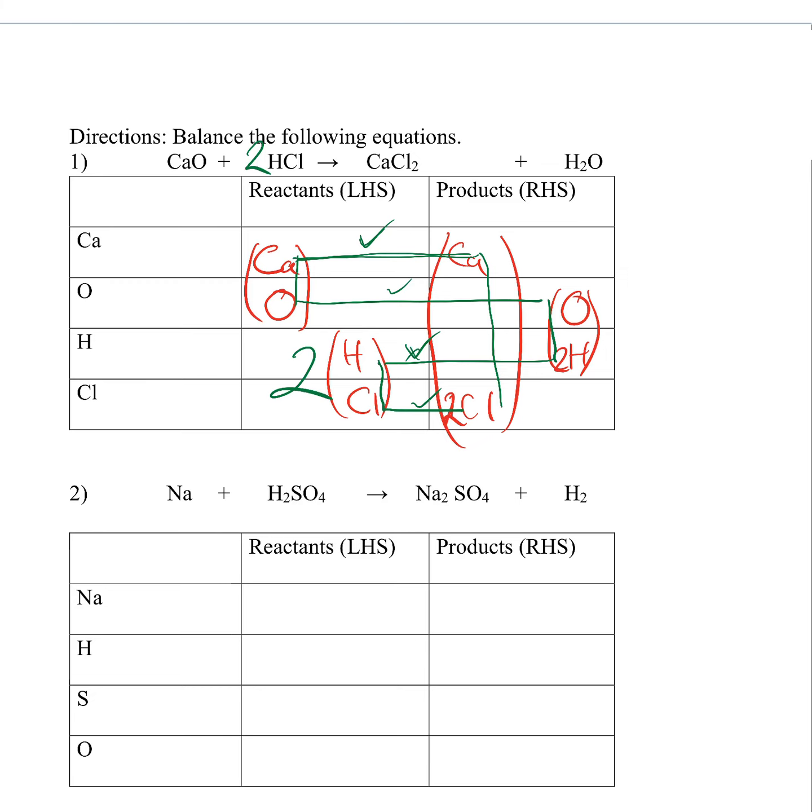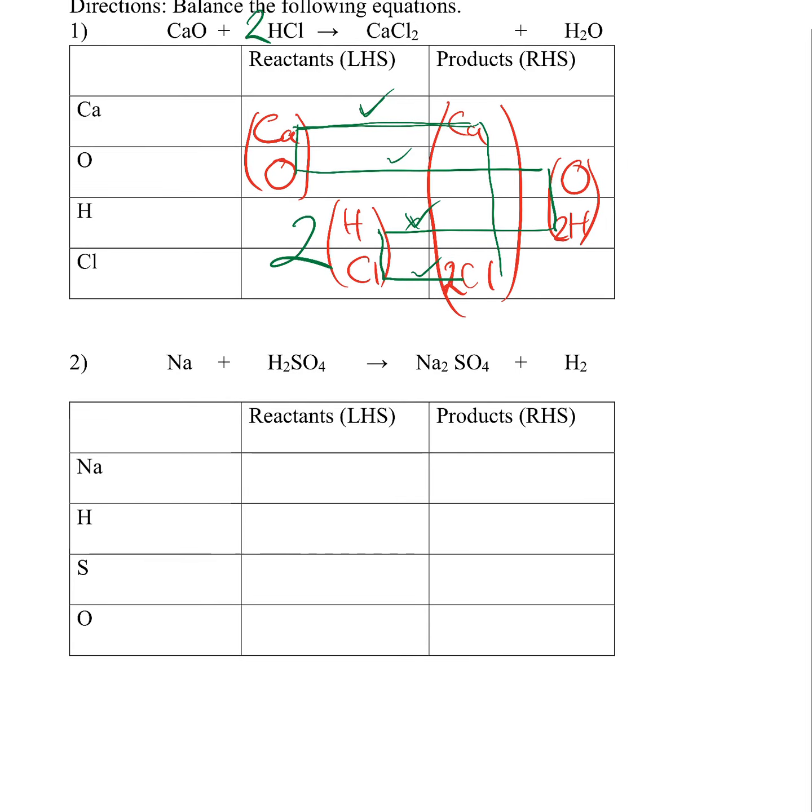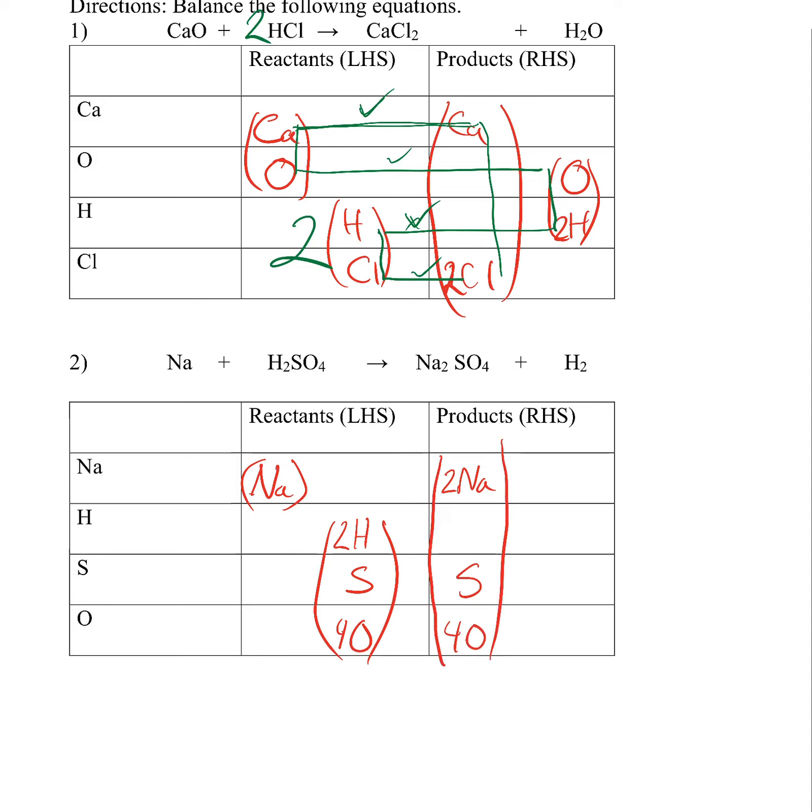Okay, I'm going to try that one more time. Try to go a little bit slower. I have a habit of speeding up too much. So here's a sodium. It's all by itself. So that's an easier one. We have 2 hydrogens, 1 sulfur, and 4 oxygens. Oh boy, that's going to be a mess maybe. And then we have 2 sodiums and 1 sulfur and 4 oxygens. So that might be a problem. And then we have 2 hydrogens.